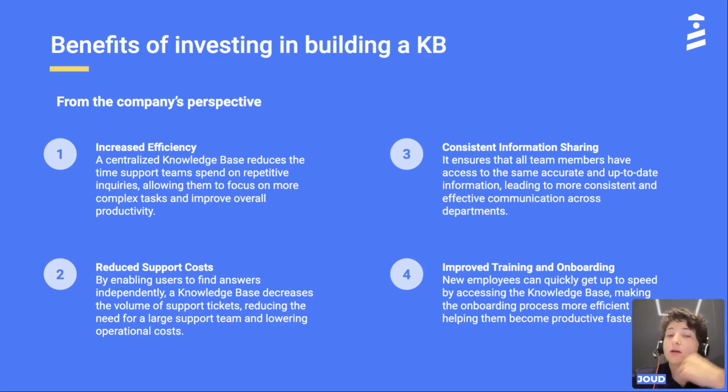And of course it reduces cost, right? If your users are able to find the answers that they're looking for automatically once you've provided some information in the article, then you're going to have a decrease in the volume of support tickets, and thus reduce the need for a larger support team and lower operational costs. And by providing this space of information, there's consistent information sharing. So even internally, throughout a team, doesn't matter if you have just 10 people or a team of 100, 500, as the product updates, there's going to be some lost information here and there.